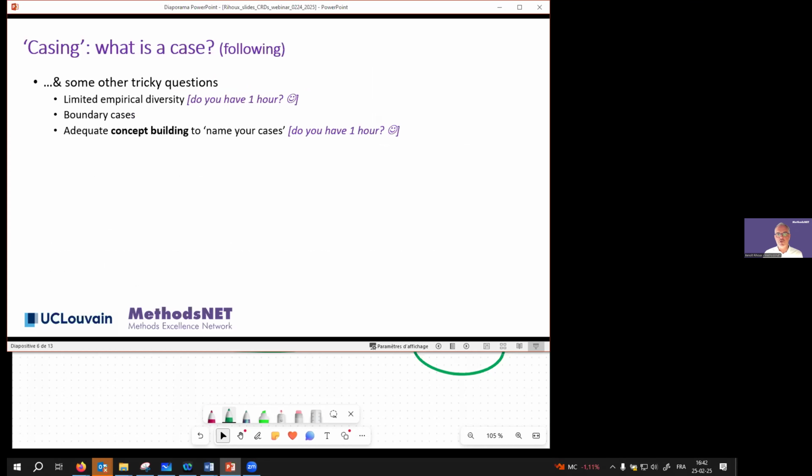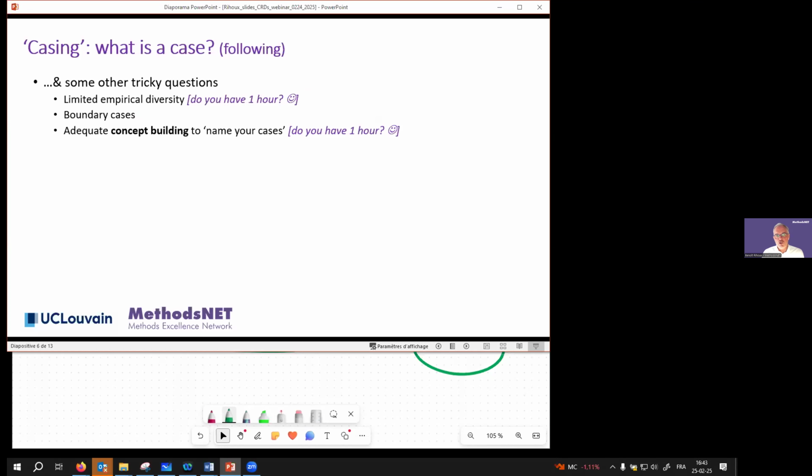And here are some other topics that you should consider. I have no time to go into them in detail. There is a major issue, which is the so-called issue of limited empirical diversity. Okay, a major topic we could discuss perhaps in the Q&As. There is the issue of boundary cases, which I already alluded to. And it is a difficult arbitration. Should I keep the boundary cases in or out of my comparative research design? There are arguments on both sides.